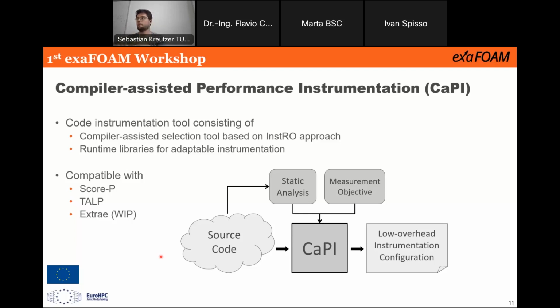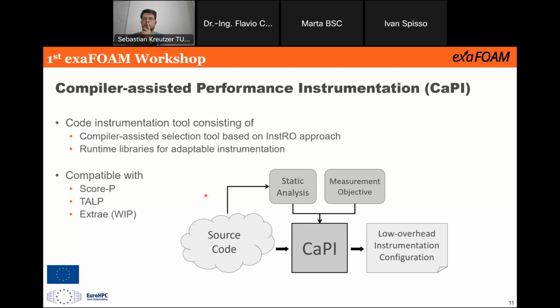And also you can select based on code features or your knowledge of the code base. If, for example, you only want to measure one aspect of your code, for example some linear algebra part, then this is not really possible with the profile-guided selection. You would have to manually write a filter file, which is not very practical.